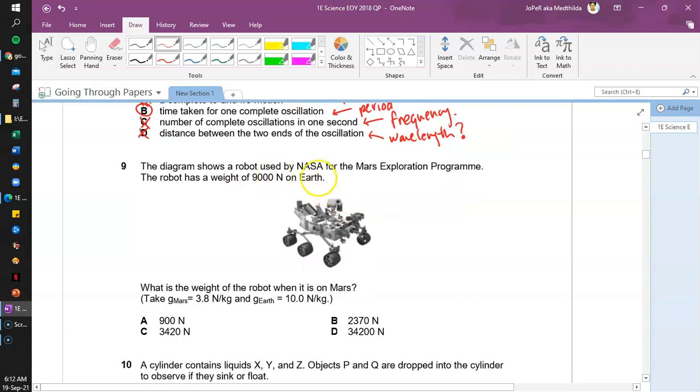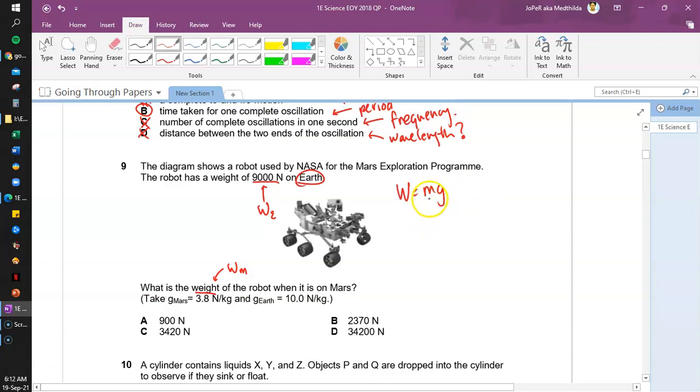Next, question 9. The diagram shows a robot used by NASA for the Mars exploration program. The robot has a weight of 9,000 Newton on Earth. So this is the weight on Earth. What is the weight of the robot when it's on Mars? How do we convert the weight on Earth to the weight that I want on Mars? So you know that the formula for weight is W equals mg. That's the first thing we need to know.